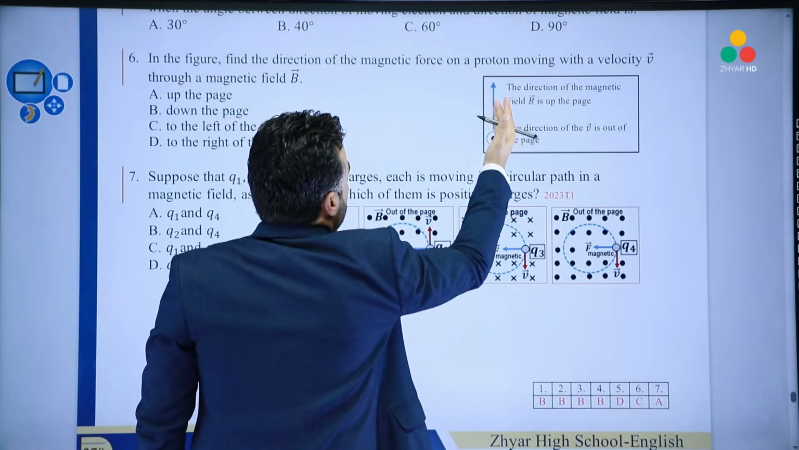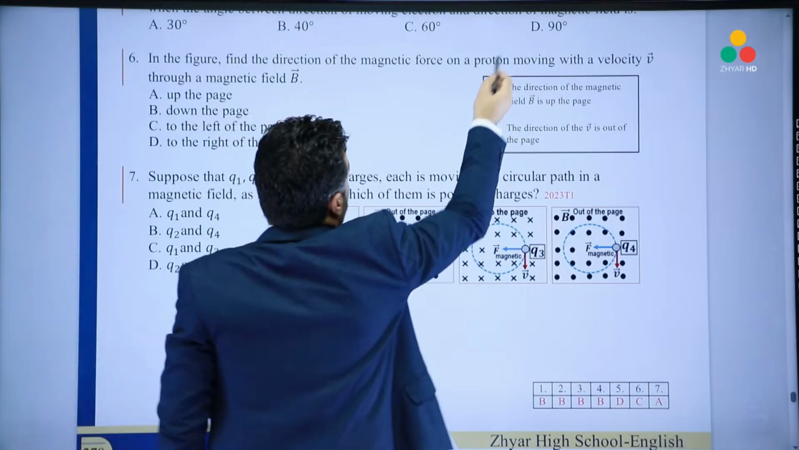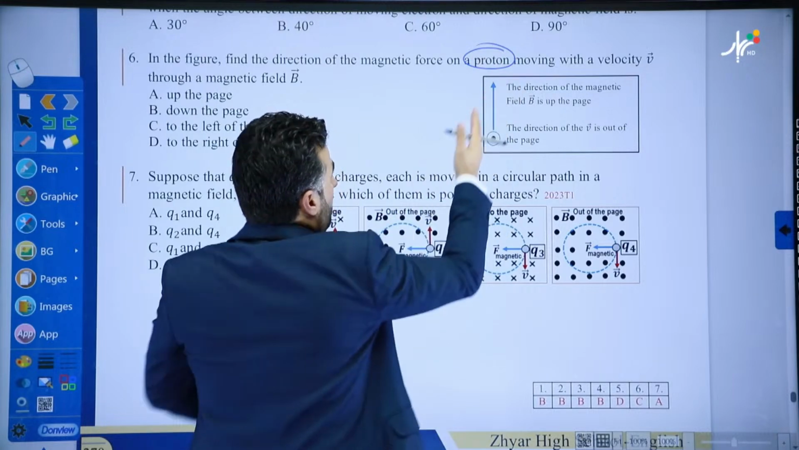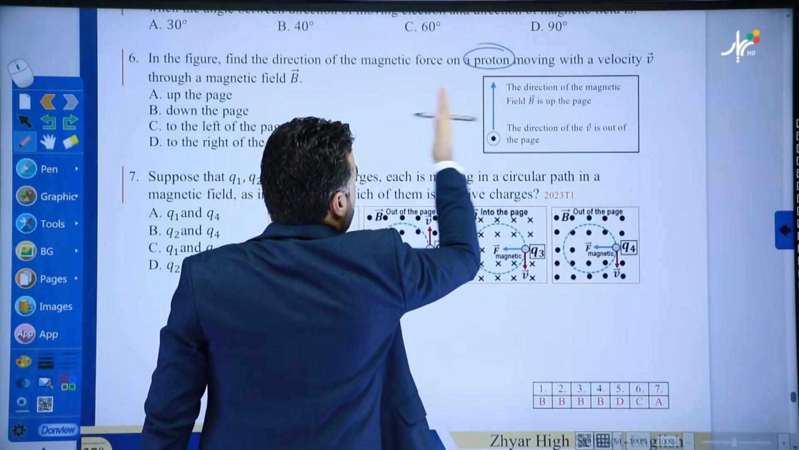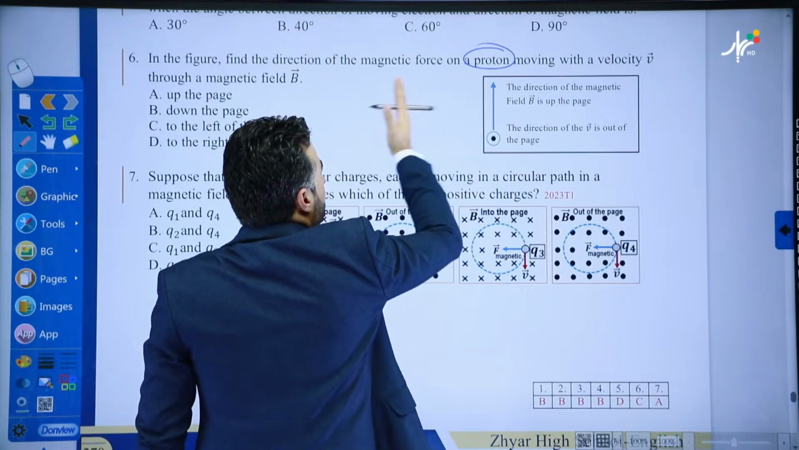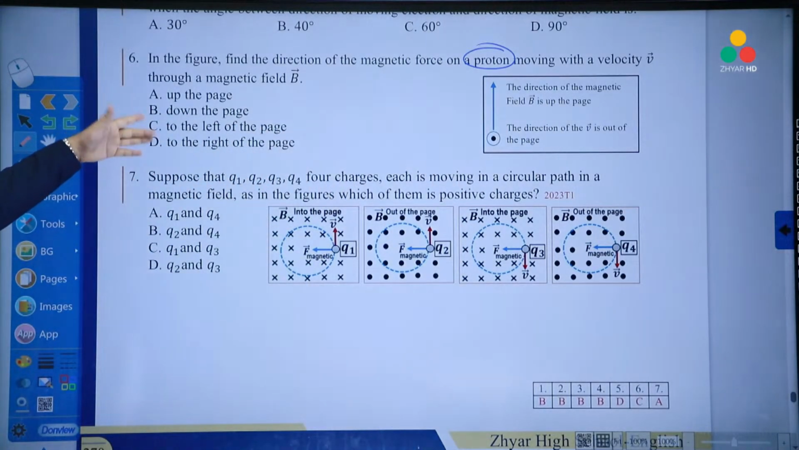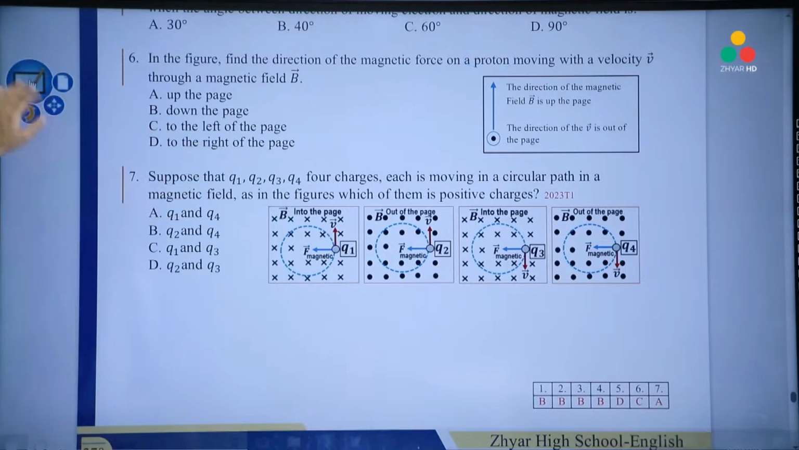What would be the direction of the magnetic force on a proton? If it is a proton, don't forget, guys, it is going to be your palm. So basically upward, and this is out of the page, so it is going to be towards the left of the page, if that is the case. So up the page, down the page, to the left, to the right, it is going to be the left of the page in this case.